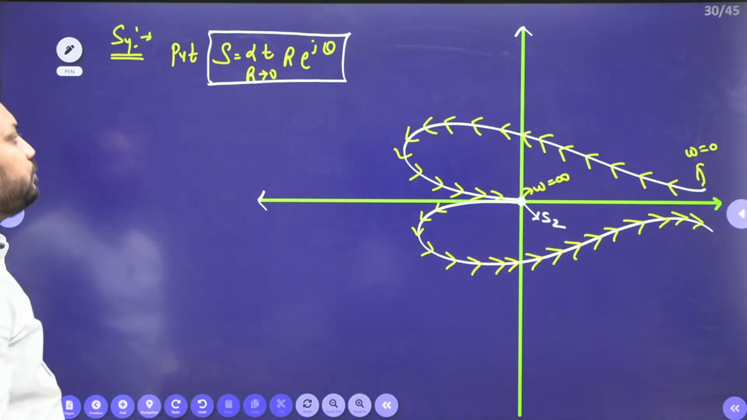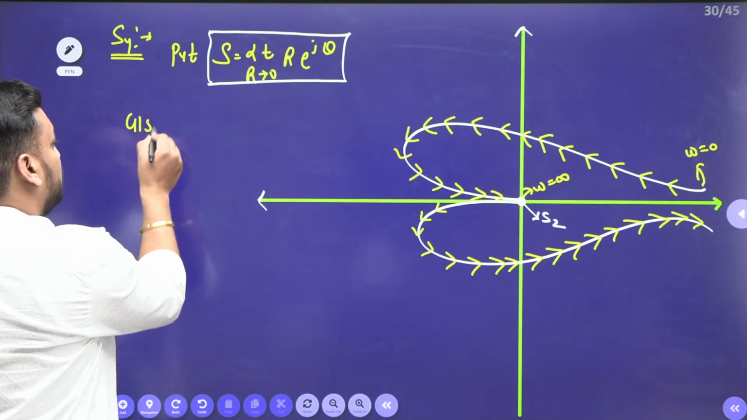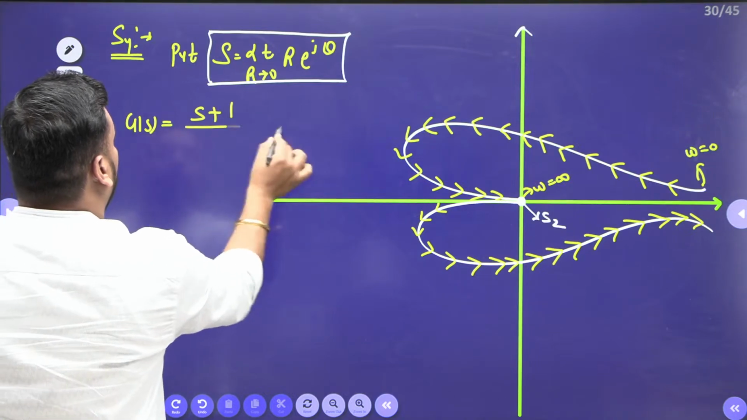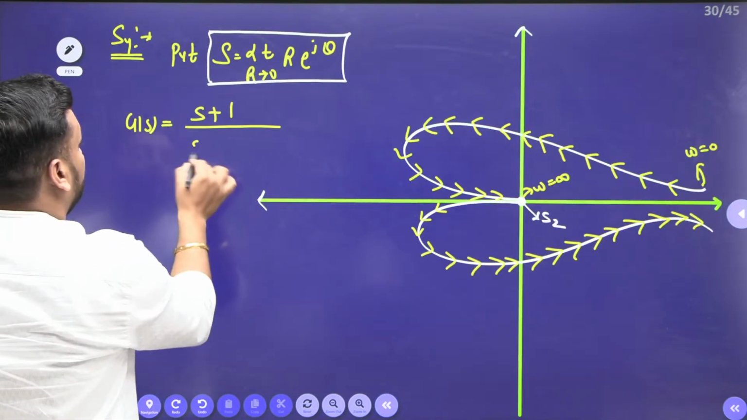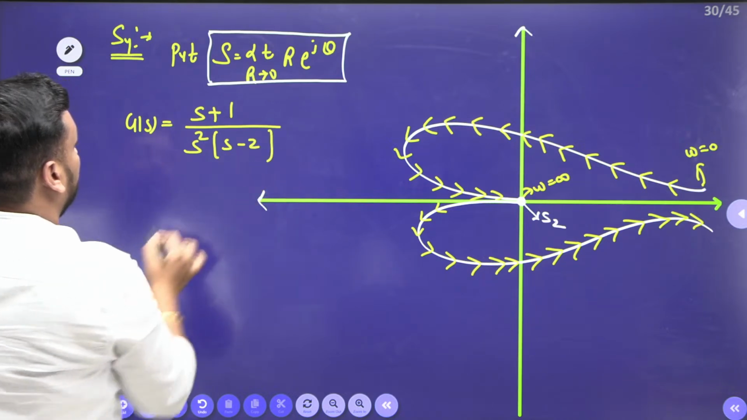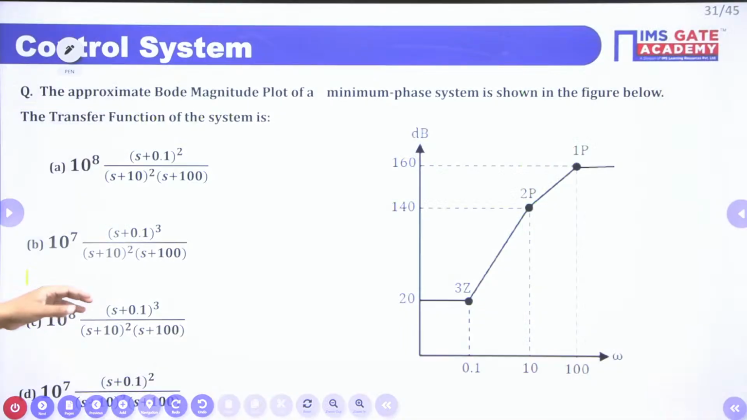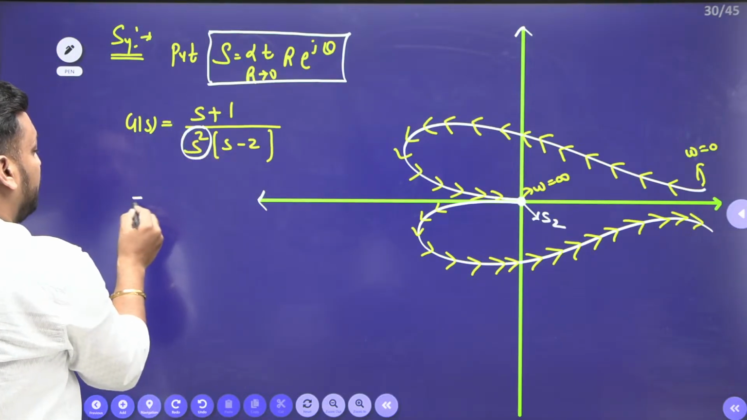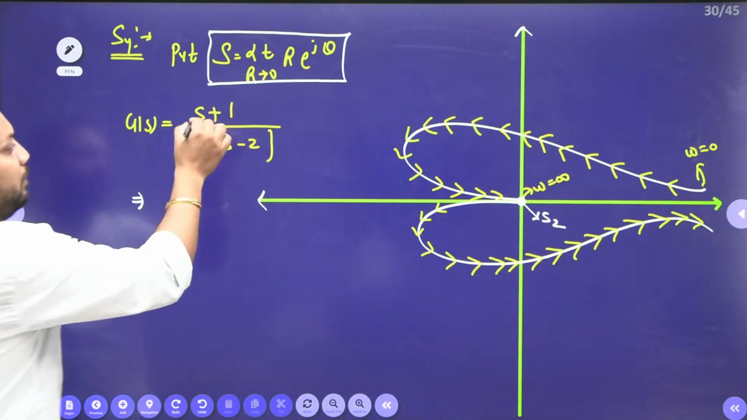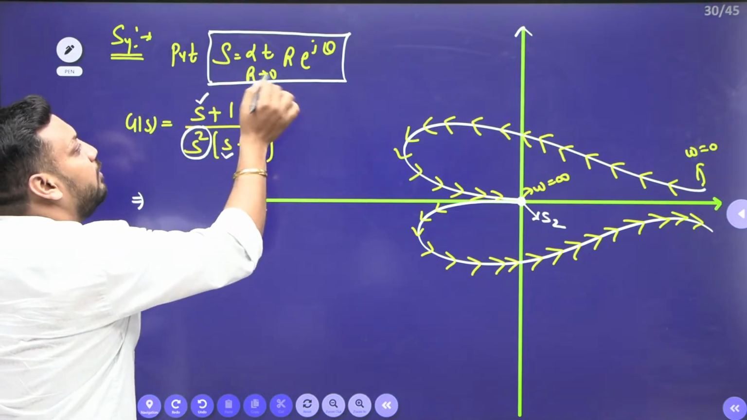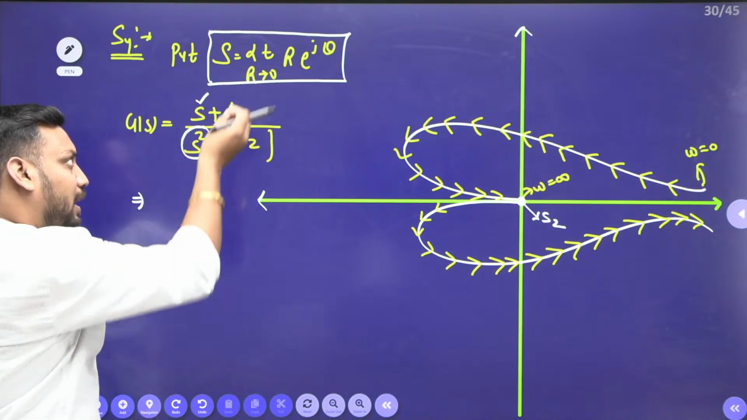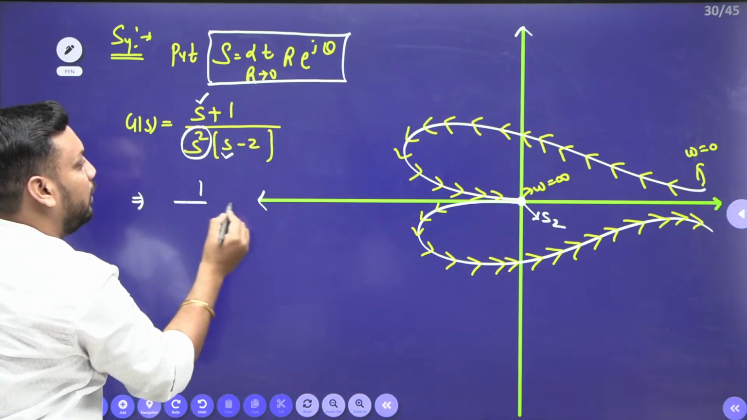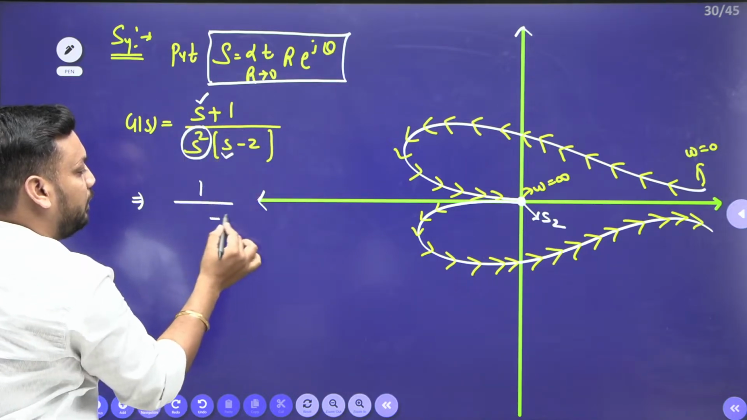His voice is clear. Now the question is what? The question is G(S) equal to (S plus 1) upon S square into (S minus 2). So here you need to identify the step number 4 is applicable for the poles at origin. So you need to keep this as it is, and in the remaining S you need to put R equal to 0 in place of S. So when you put R equal to 0, this term will be 0. Ultimately the numerator will become 1 because S is 0, and the factor will become minus 2 only.